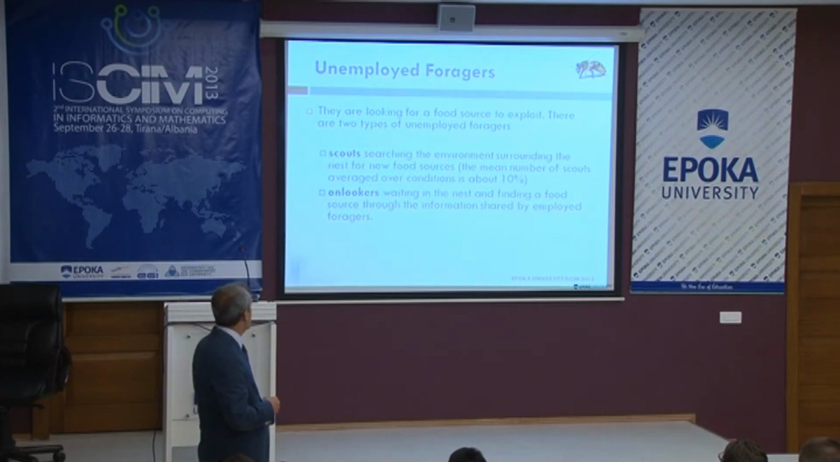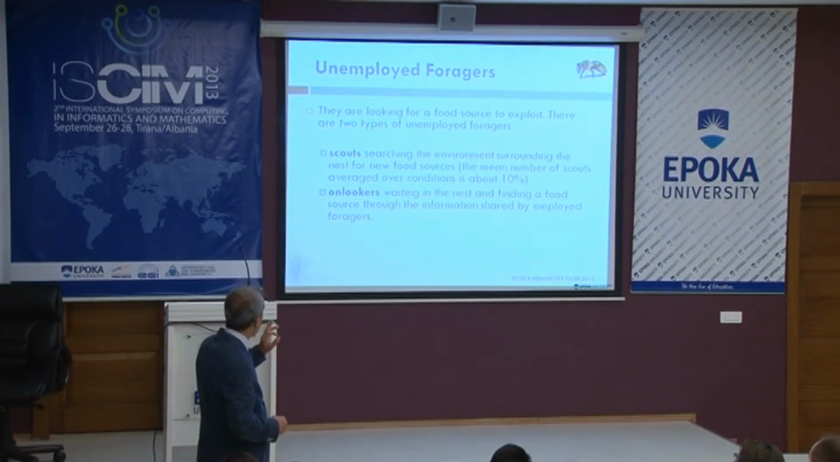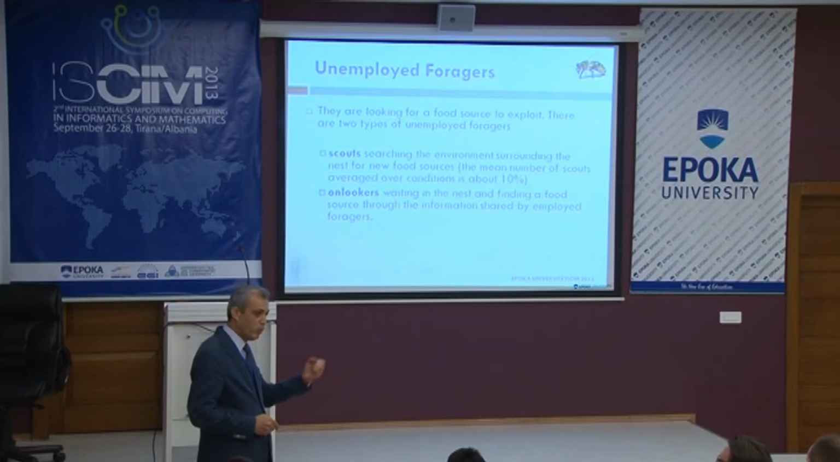Unemployed foragers. They are looking for a food source to exploit. There are two types of unemployed foragers. Scouts search the environment surrounding the nest for new food sources. The mean number of scouts, averaged over conditions, is about 10%. Onlookers wait in the nest and find a food source through the information shared by employed foragers. Now, employed foragers, unemployed foragers. Unemployed foragers have two subgroups. Scouts search the environment randomly to find richer food sources. The second group, onlookers, wait in the hive and watch employed bees, taking the information given by employed bees to find their food sources.